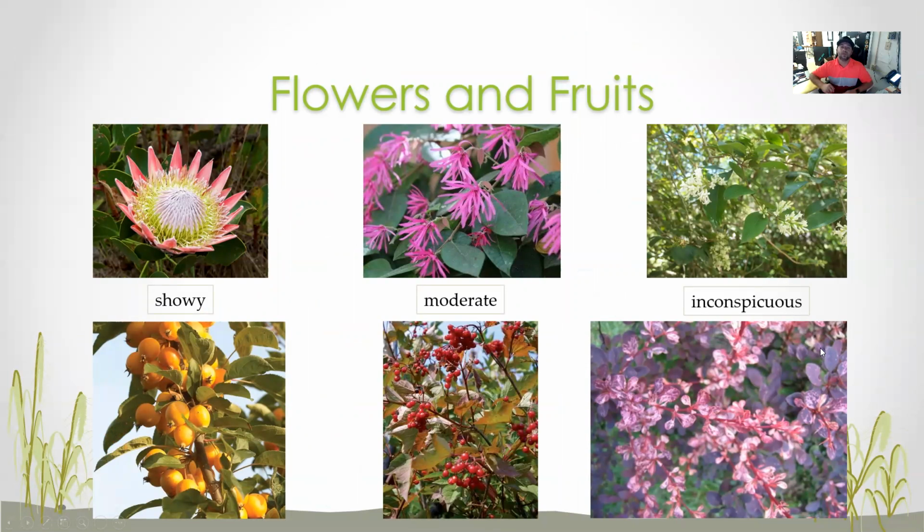So moving on to flowers and fruits, we have 3 different types here. We have showy, moderate, and inconspicuous. So on the left, if you see a large flower on something or a large fruit, that's going to be showy. If you have something you can barely see, that's going to be inconspicuous. And if it's kind of like on the in-between, then that's going to be moderate.